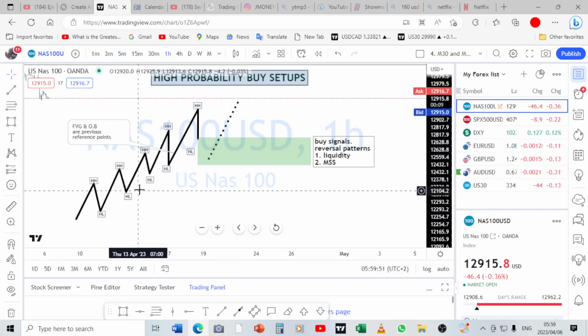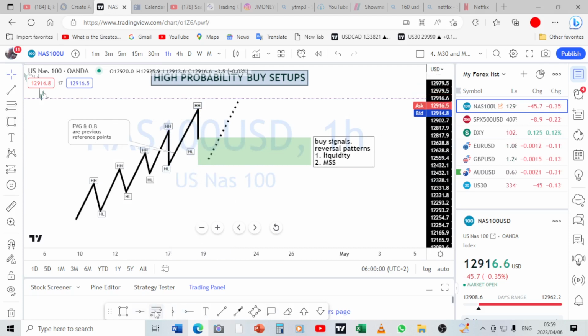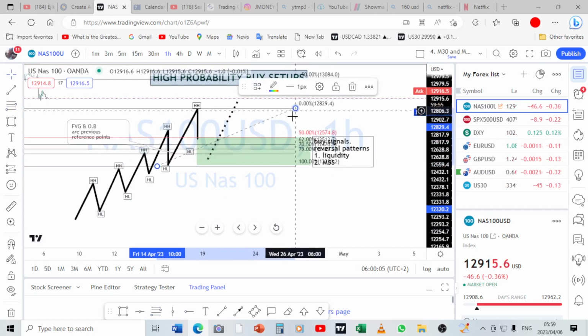Where do we buy? At the higher lows. At the moment, you have your impulse, and then you wait for a pullback. But the most important thing you don't want to miss is that you need to buy at the discounted area. This will be less than 50%. You want to buy at the discounted area.